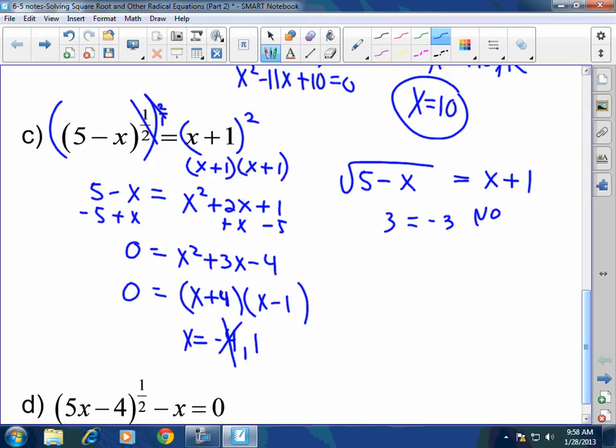How about 1? 5 minus 1 is the square root of 4, which is 2. And 1 plus 1 is 2. So that works. So x equals 1 and only 1.